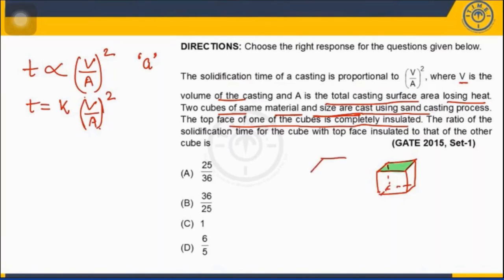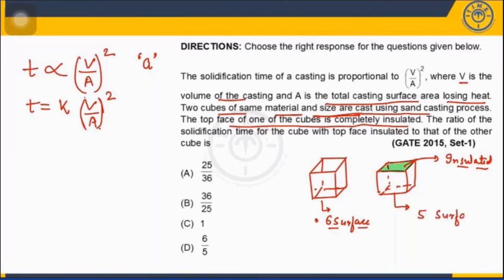So this is basically the first case in which all the surfaces are participating in heat transfer. Now in the second case, one of the faces is insulated, so I'm representing it as insulated. Here the 6 surfaces are responsible for transferring the heat. Here there will be only 5 surfaces. Okay. So let us suppose this is case number 1. This is case number 2.